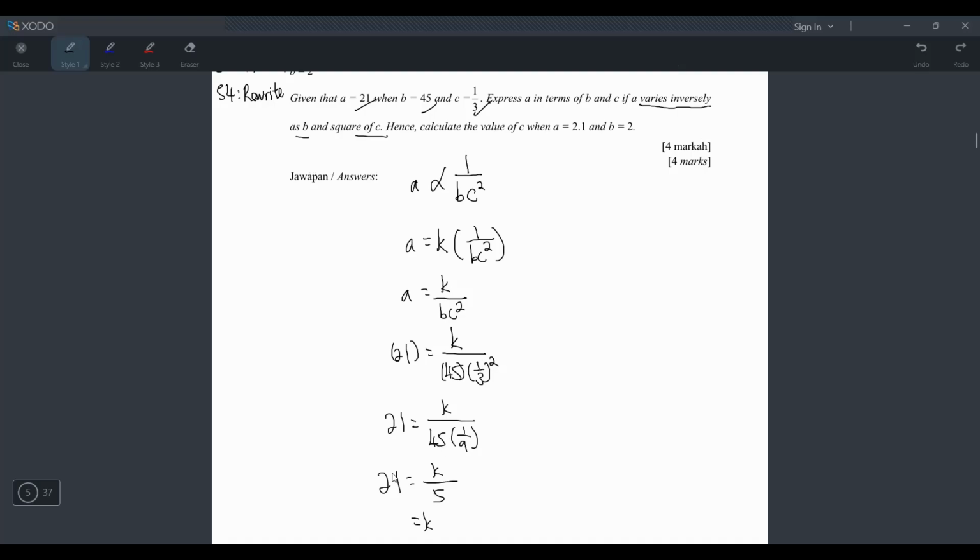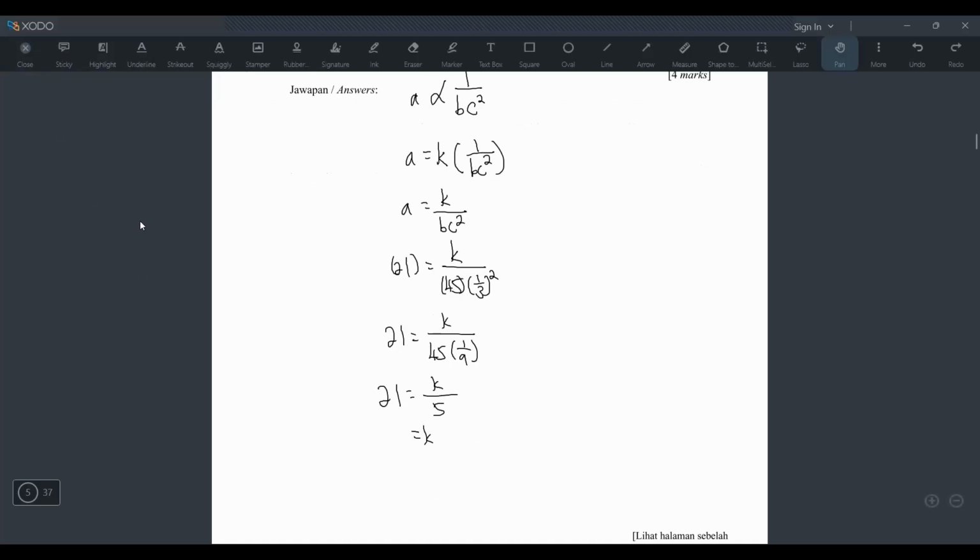So now you can find your K, right? So your K will be what? This one divide 5, when you move there, it becomes times 5, right? So you press your calculator and see what you get.